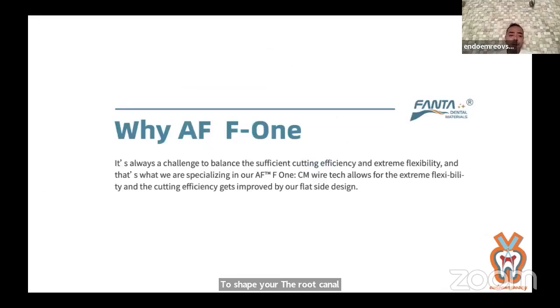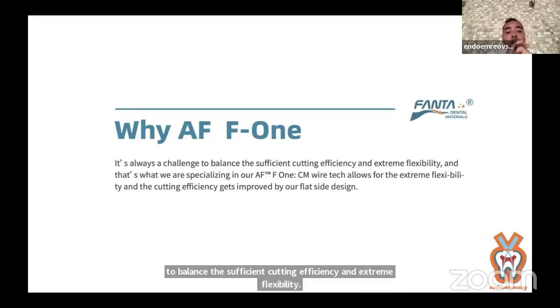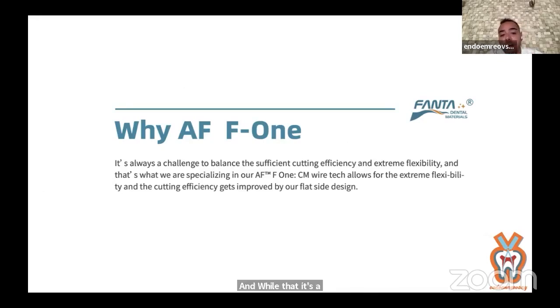When I go to my lectures, every clinician asks me, why do you use F1? So we need to put that in the brochure of F1 to show why I need to use F1, because it's always a challenge to balance sufficient cutting efficiency and extreme flexibility. While it's a specialized product, with F1, CM Wire technology allows for extreme flexibility, and cutting efficiency gets improved by the flat design of the file.